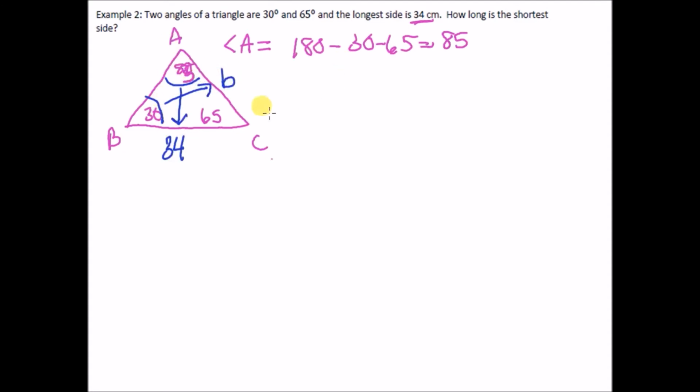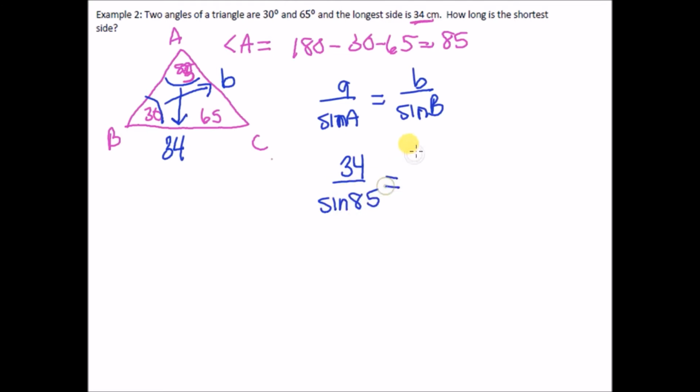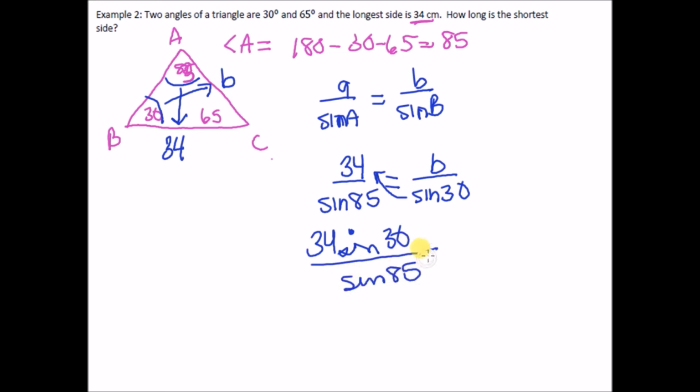We have the matchup of A. We're solving for the side length. So let's go A over sine A and B over sine B. Now A is 34 over sine 85. And B we don't know, but it's over sine of 30. And all we have to do is cross multiply this up. We get 34 sine 30 over sine 85, and that equals B.